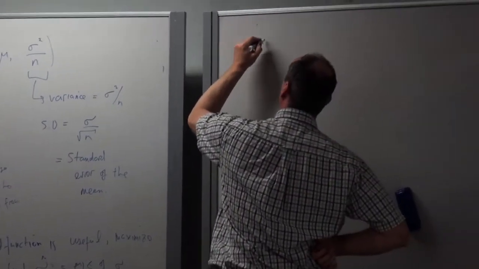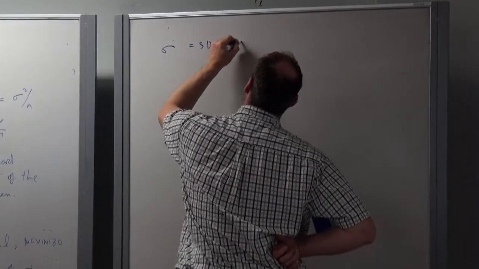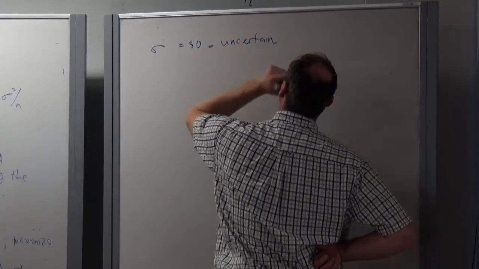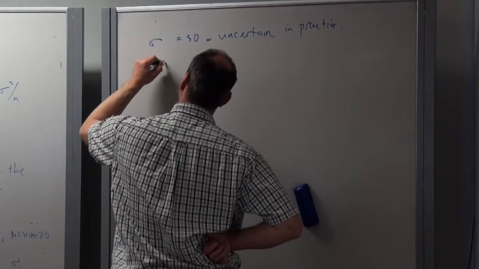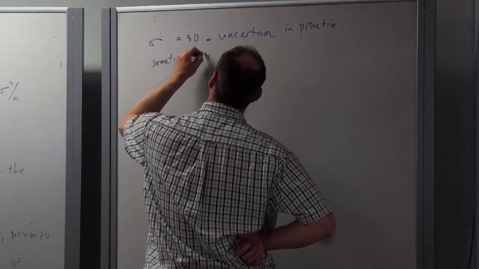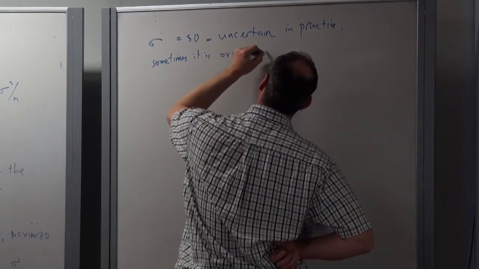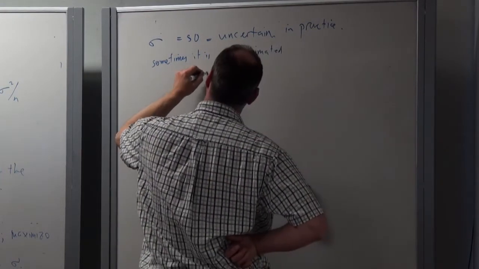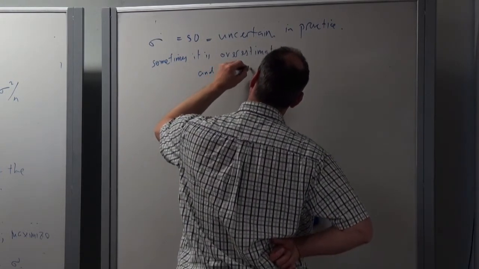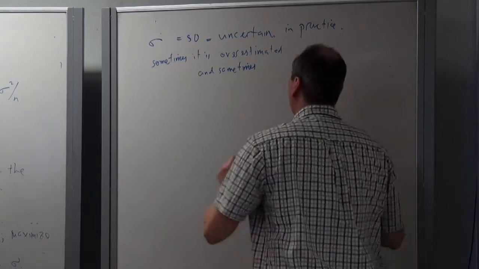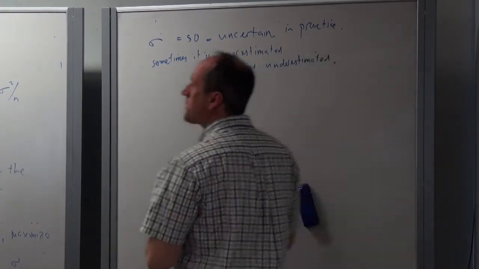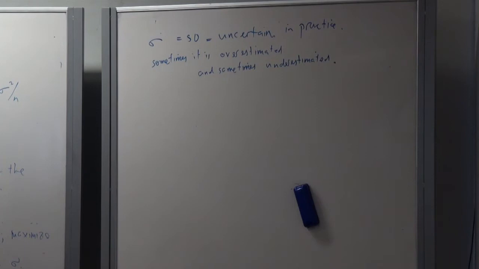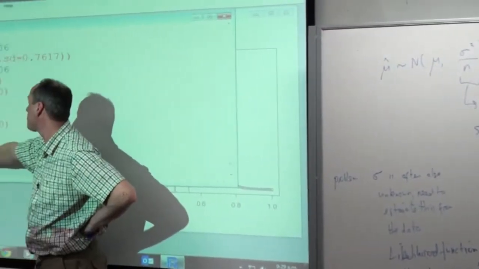So what does that mean? That means that sigma, the standard deviation, is uncertain in practice. Sometimes it is overestimated, and sometimes, excuse me, underestimated. You can see here, with this sample it was underestimated, and this one it was overestimated, because we know the true value is 1, yeah? Because it was from a standard Gaussian. So sometimes it's under and sometimes it's overestimated.